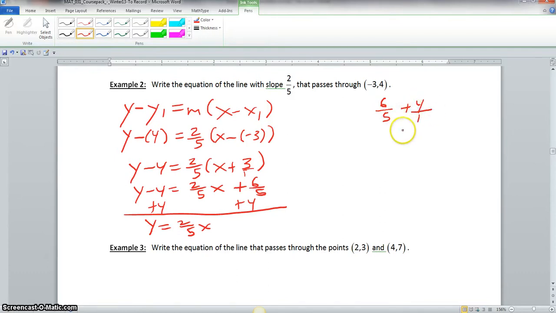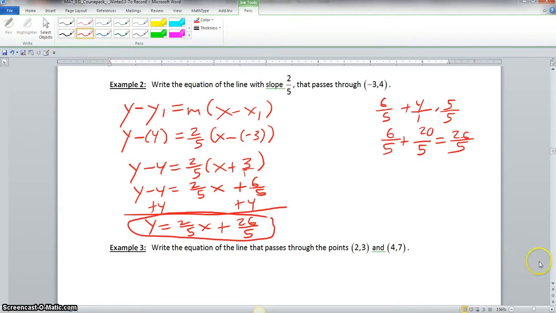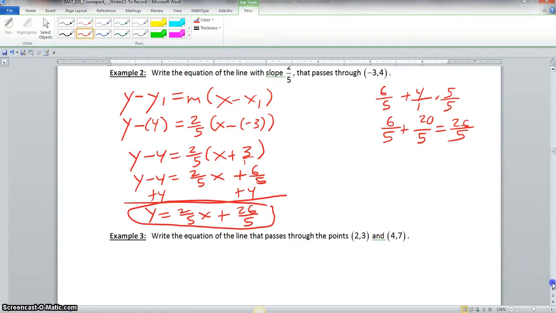Now we can make this 4/1. The common denominator of 5 and 1 is 5. So we will leave the 6/5 the same. Our denominator would be 5 here. Now, in order for us to get a denominator of 5, we have to multiply the numerator and denominator by 5. So that would give us 20/5. 6/5 plus 20/5 is 26/5. So this would be plus 26/5. And that is the final answer. Now we go here to example 3.